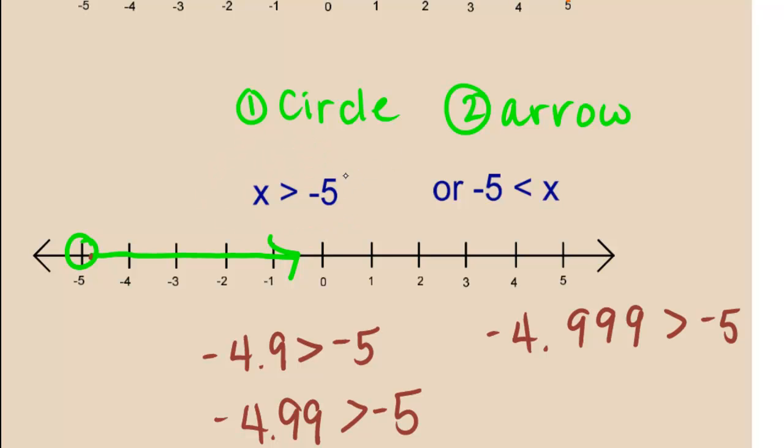And the only way that I can express that all those numbers all the way up to negative 5, but never including negative 5, are solutions is to use that open circle. It means start at negative 5 but do not include it, start as close as you possibly can, and then move in the positive direction, and all of those numbers will be solutions.